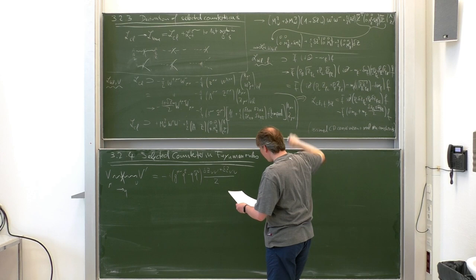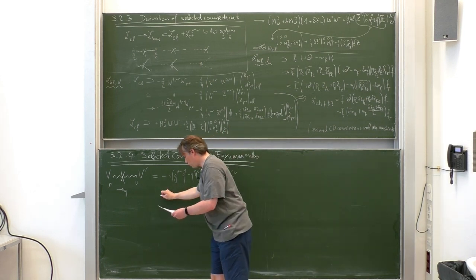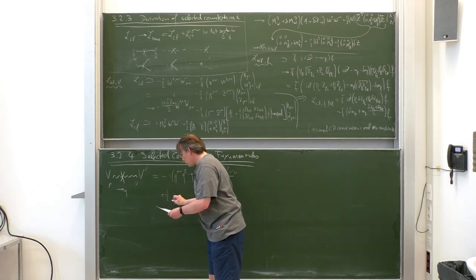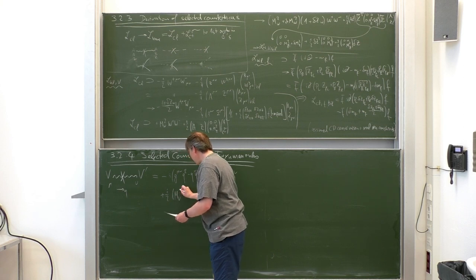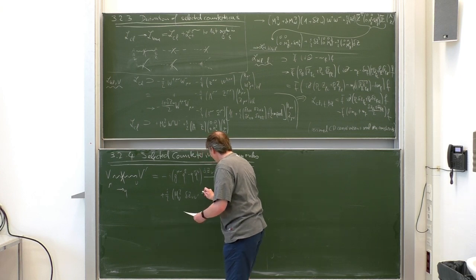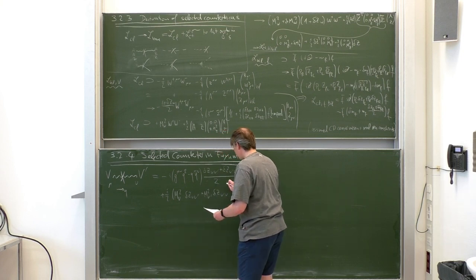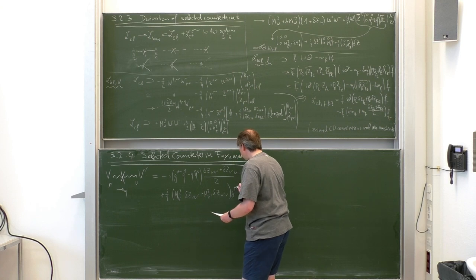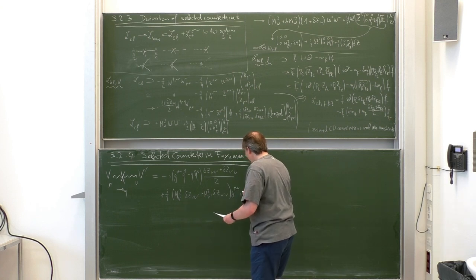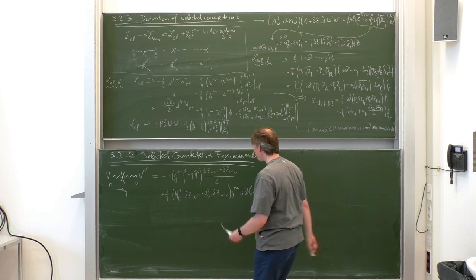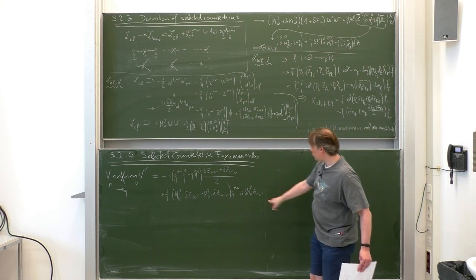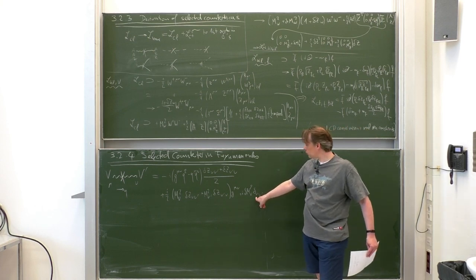Then from the mass, we get the following: plus i over 2 times (M_V squared times delta Z_VV' plus M_V' squared delta Z_V'V) times g^{mu nu}, plus i delta M_V squared Kronecker delta_VV'. Okay, let's start explaining the last term with the Kronecker delta.